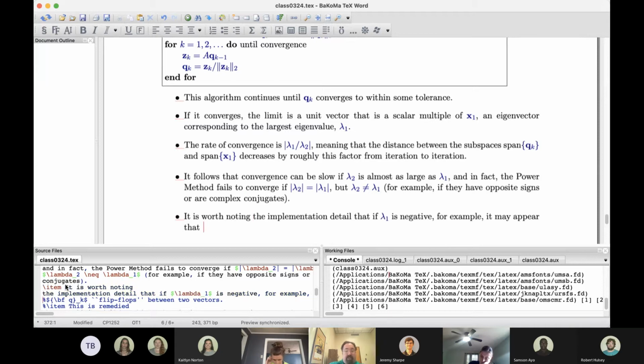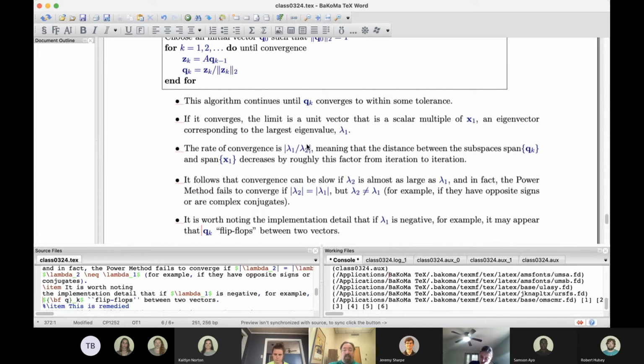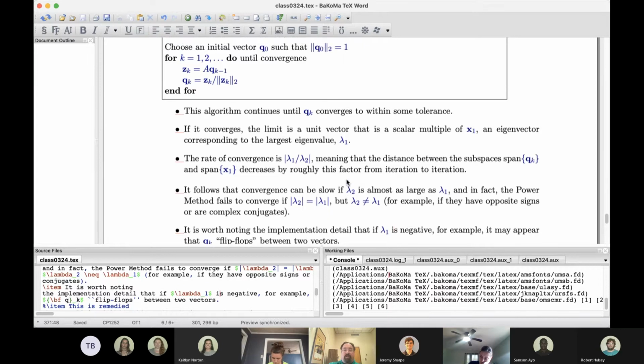Now, one thing I've come across when I've actually implemented the power method in Matlab is what if it does converge, but this eigenvalue is negative? If you do a straightforward convergence check, like, is the difference between qk and qk minus 1 going to 0? Well, the problem is, if the eigenvalue is negative, then qk will keep negating from one iteration to the next. So you have to be mindful of those things.